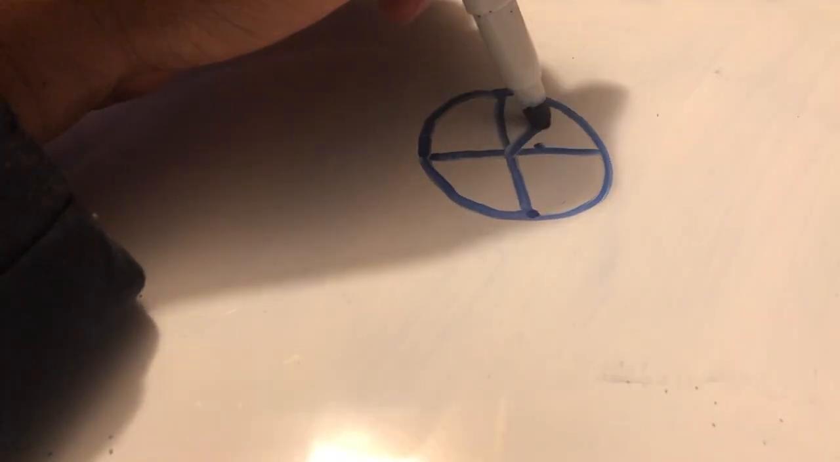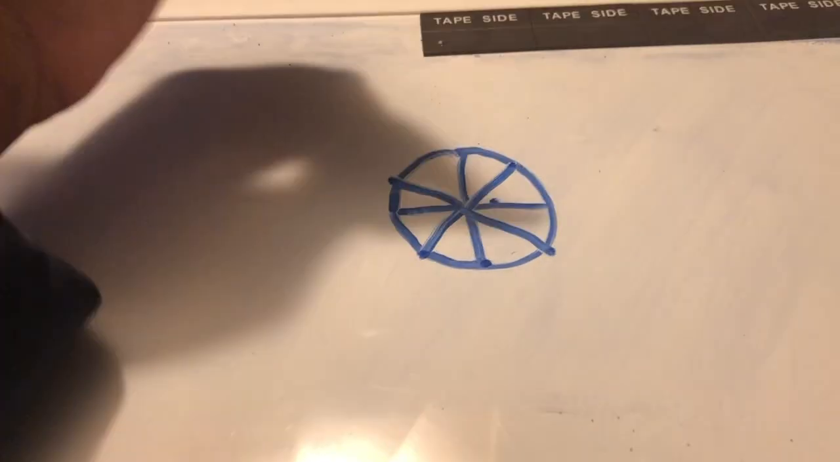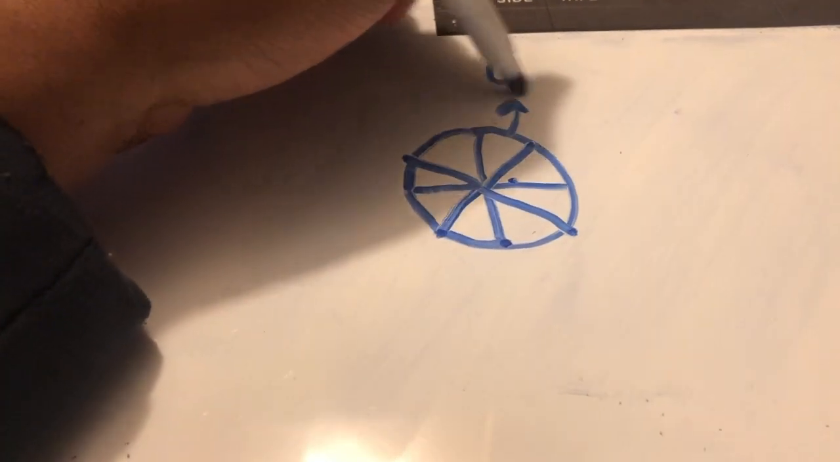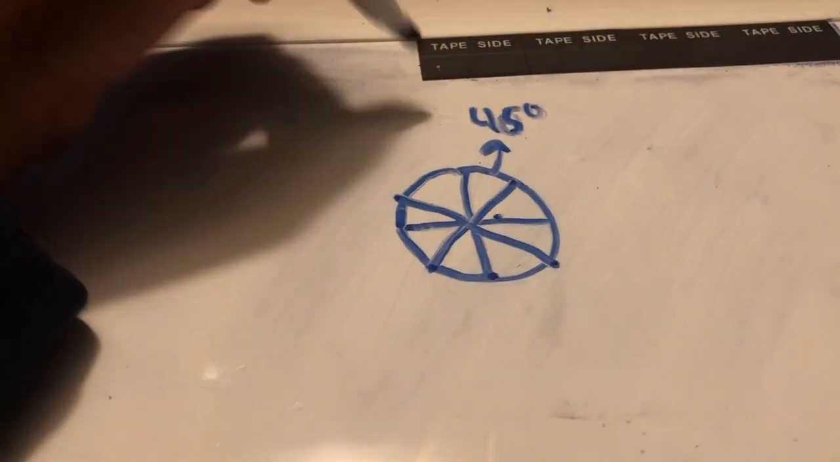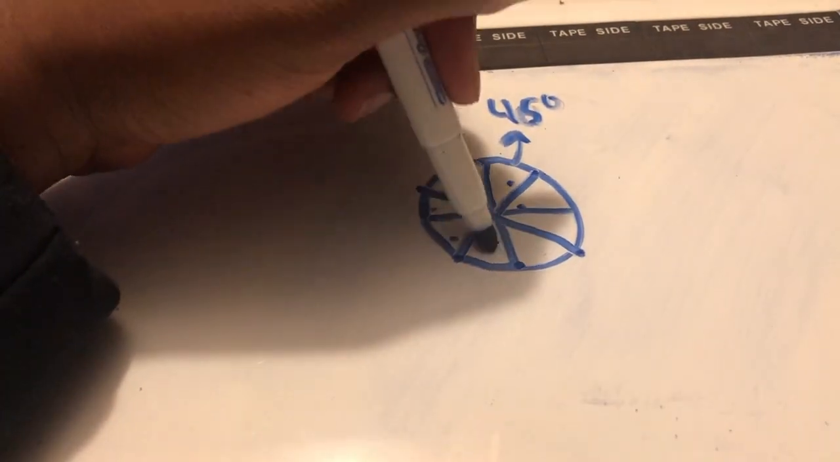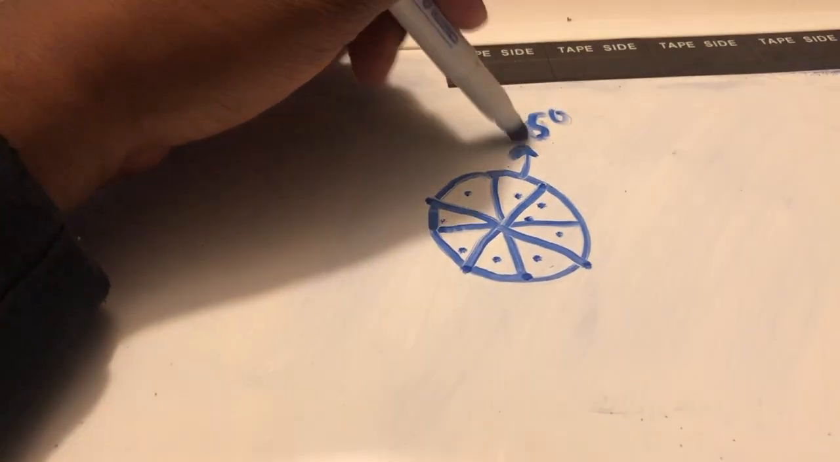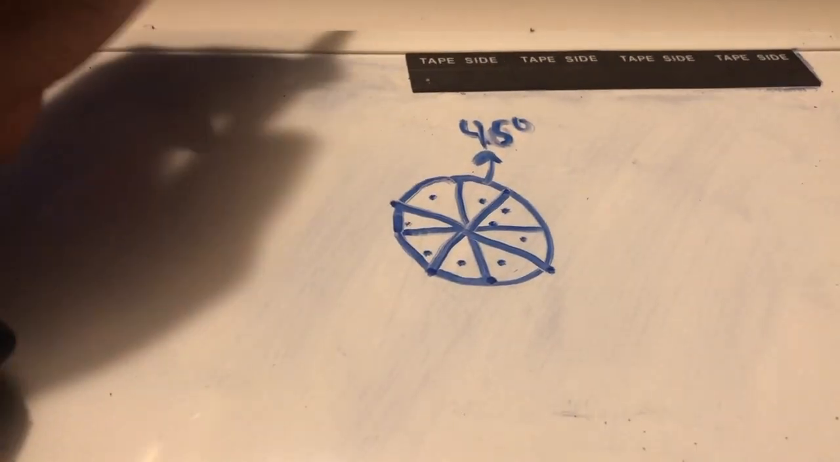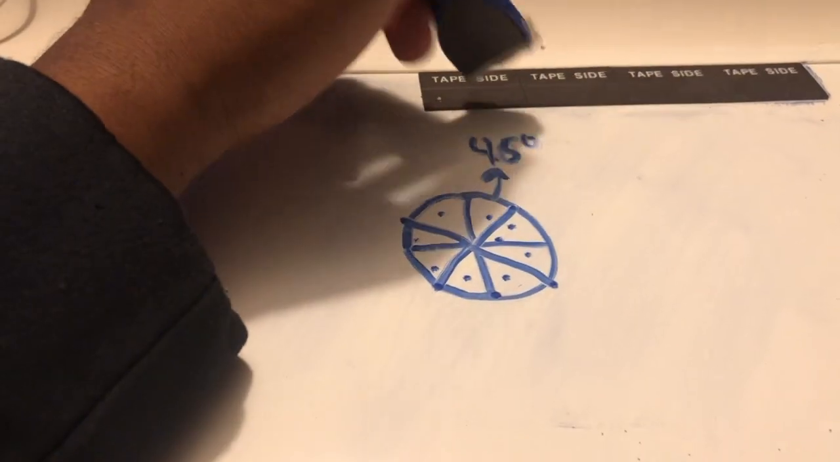So if we cut these into halves, this becomes a 45-degree angle. If I count 1, 2, 3, 4, 5, 6, 7, 8, I should have 8 pieces, each a 45-degree angle. That's how I slice it up in 45 degrees. But what you have to do first is do it in 90 degrees. It's easier to cut it in half when you're doing this. Just keep that in mind.